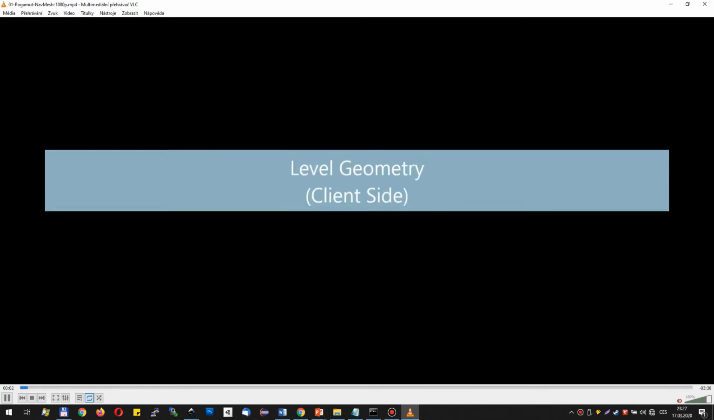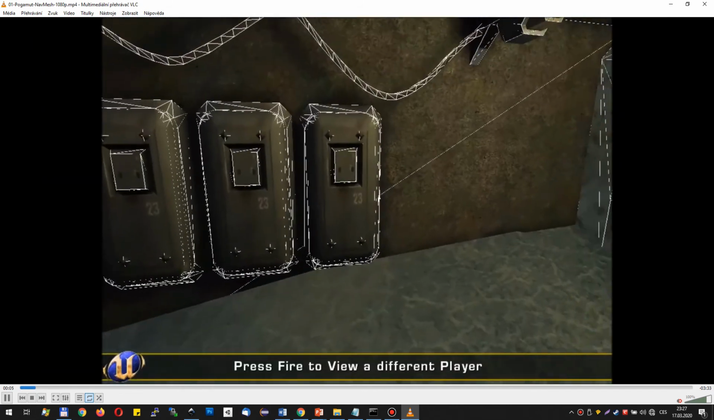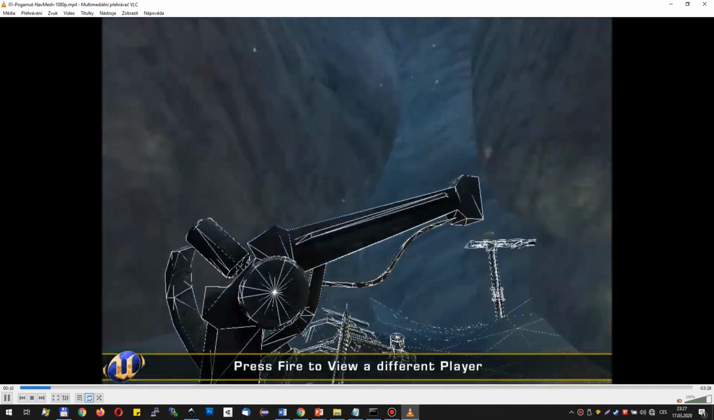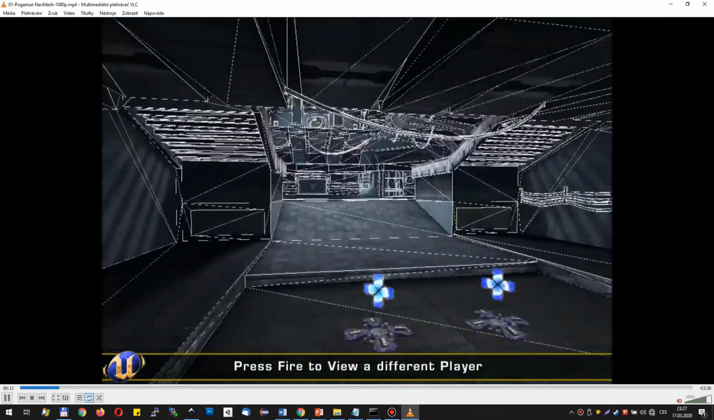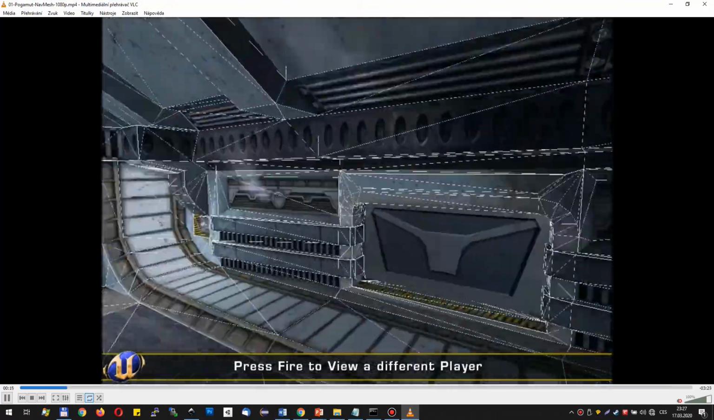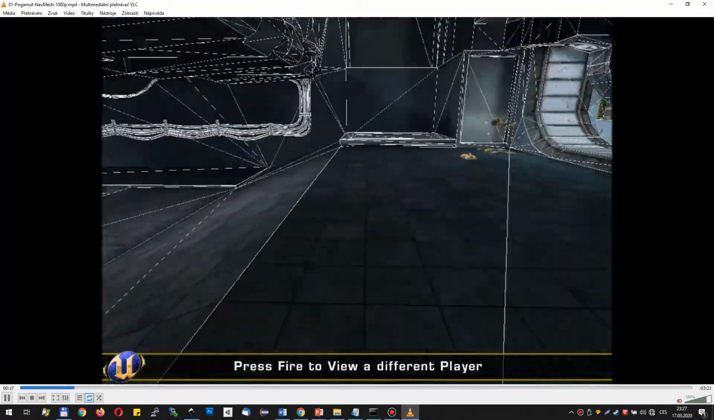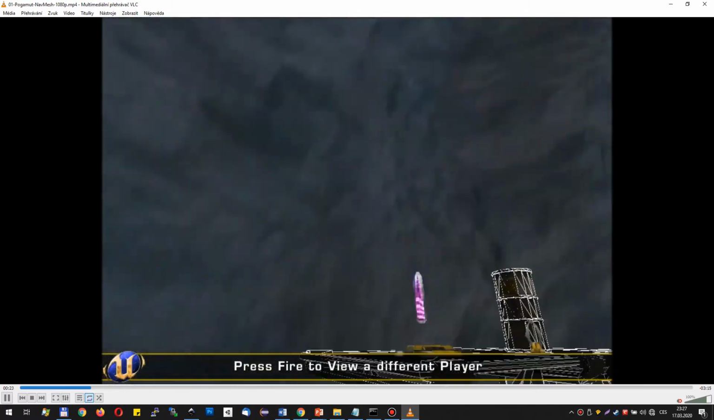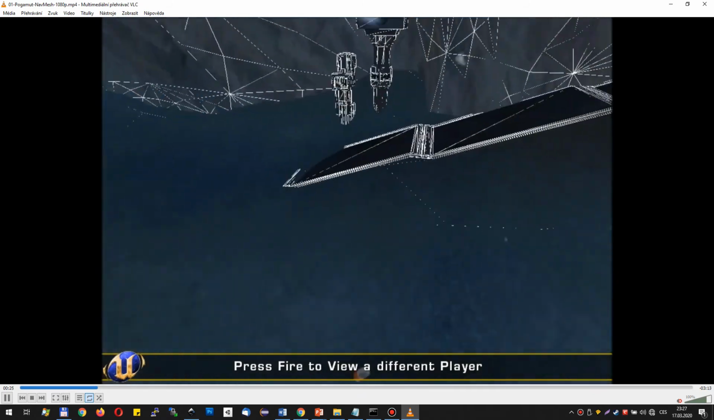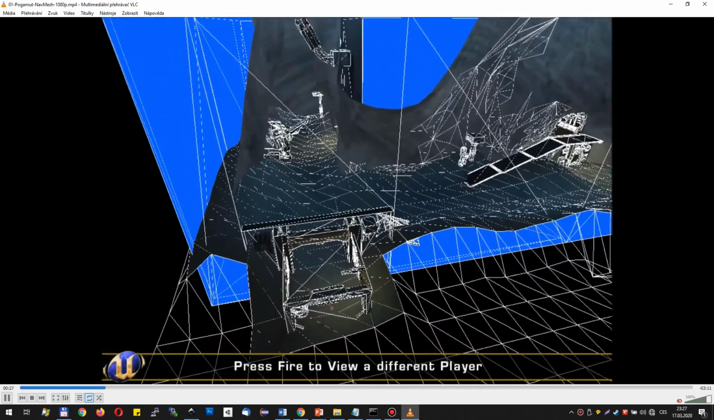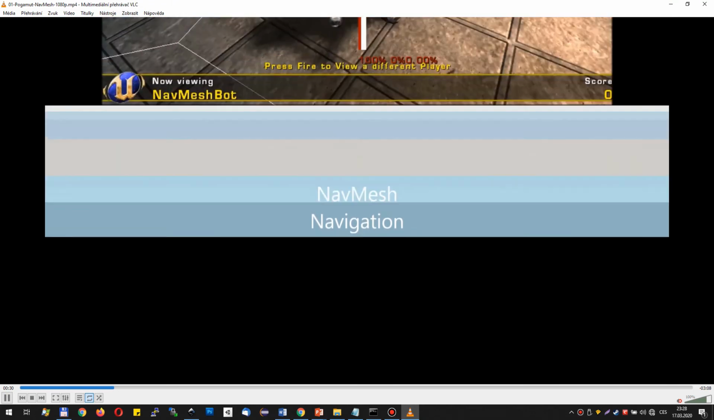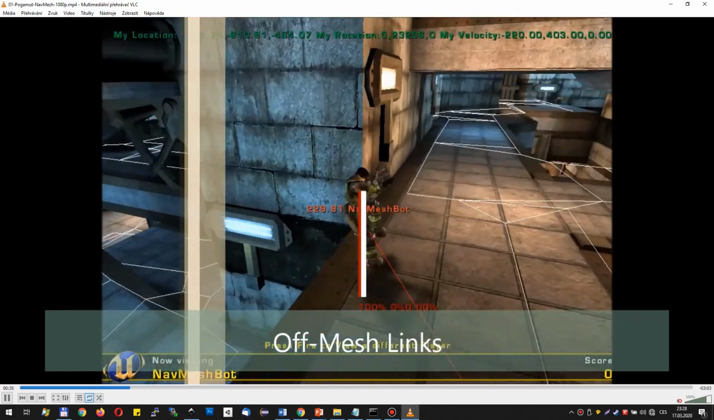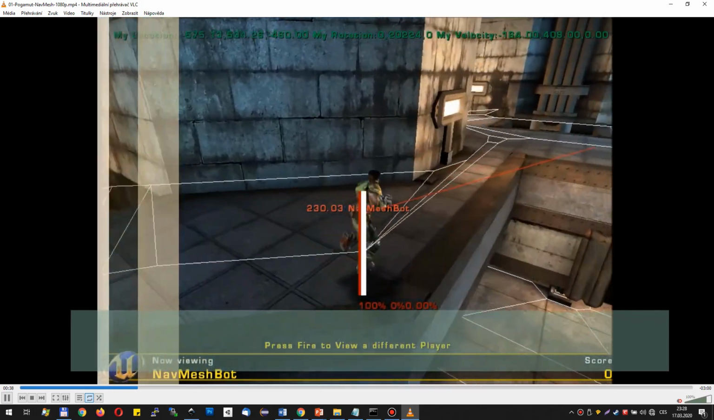So let's see how navigating using navigation graph and navmesh looks like. This is shot from Unreal Tournament 2004. You can see the depiction of triangles which are forming the environment. These are the triangles we are making the navmesh from. And here is the example of the navigation. We already computed the navmesh, and you can see the bot navigating through the environment.